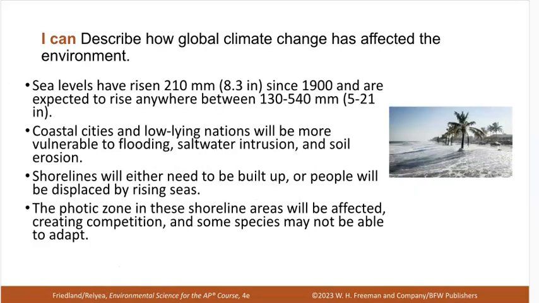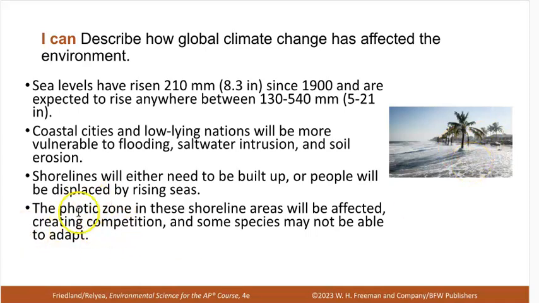So sea levels have risen about 210 millimeters, which is about 8 inches, since 1900, and are expected to rise even more. Your coastal cities and low-lying nations will be more vulnerable to flooding, saltwater intrusion, and soil erosion. Shorelines will either need to be built up or people will be displaced. So you can see here, these are palm trees, and now they're in the ocean.